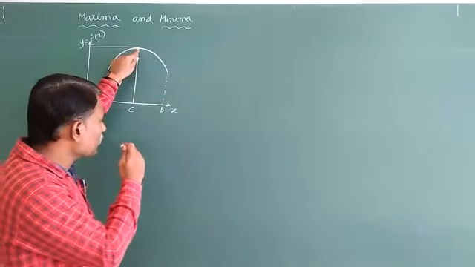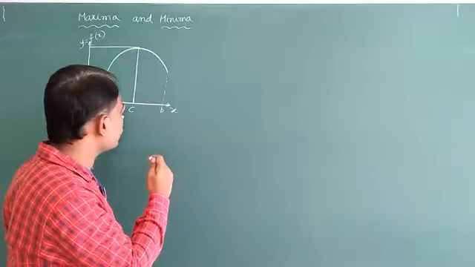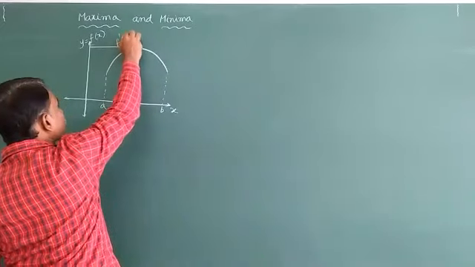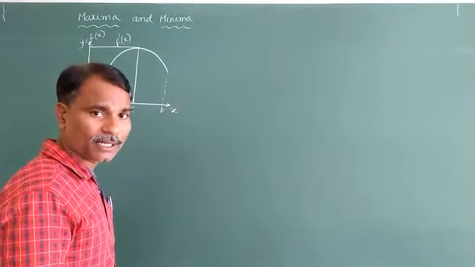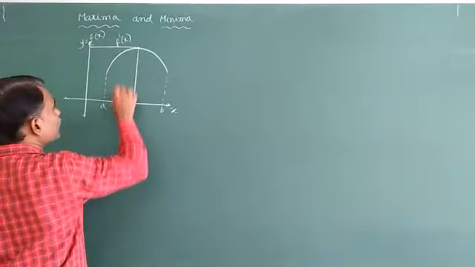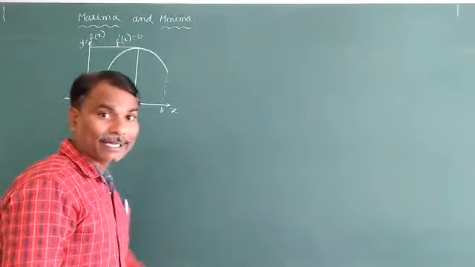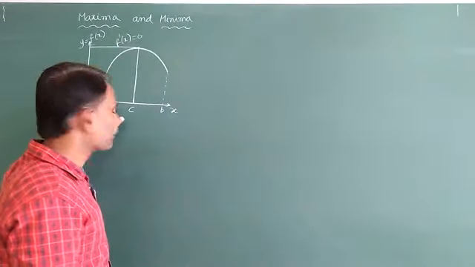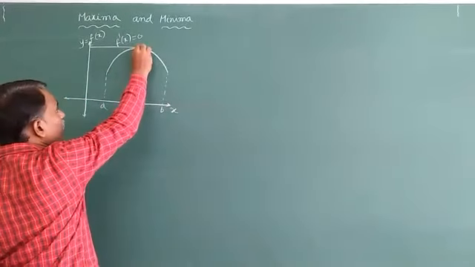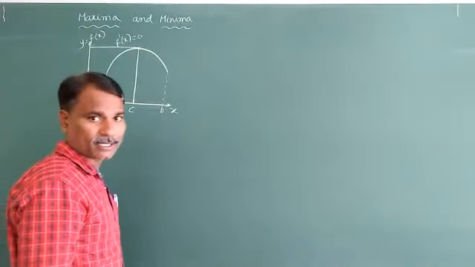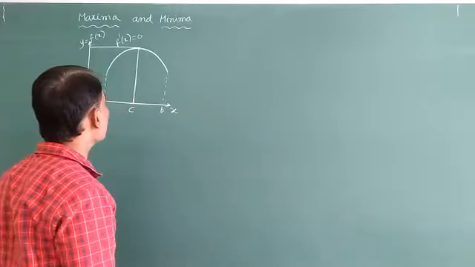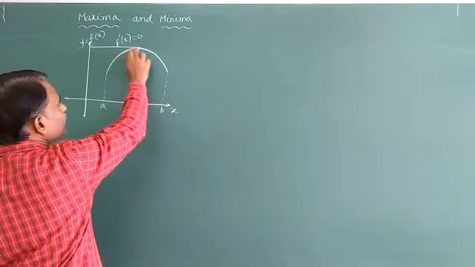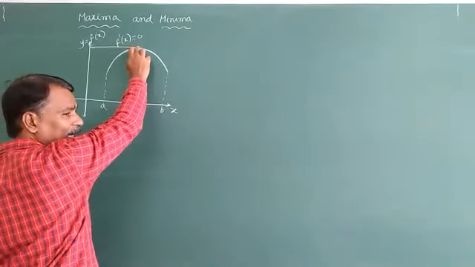That means if a line is parallel to the x-axis, I am also using the word tangent. Tangent means f dash of x. The slope of the tangent, dy by dx, is nothing but f dash of x. It is parallel to the x-axis, which is equal to 0. Which line has slope 0? That is definitely parallel to the x-axis, and that point is what we have to call the peak point. It is moving like this.